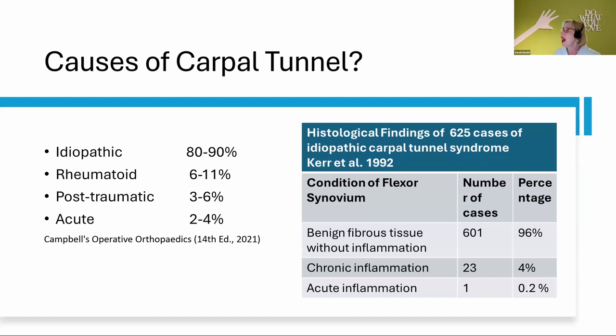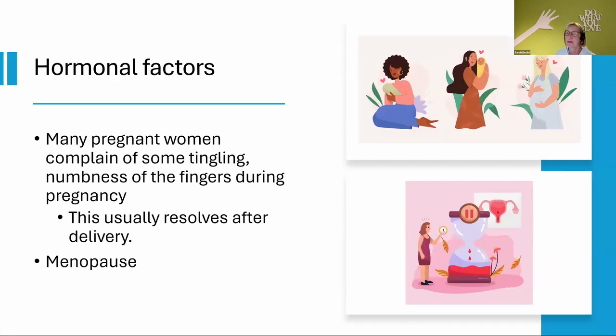96% just had benign fibrous tissue, a bit thickened, but there was really no sign of inflammatory cells there. And that's kind of an interesting thing. So it's usually not super acute inflammation. It could be something that's been there for a long, long time. And as a result, you see some thickening around the tendons, which is increasing the volume within that very narrow passage. There's also the factor of hormonal factors.